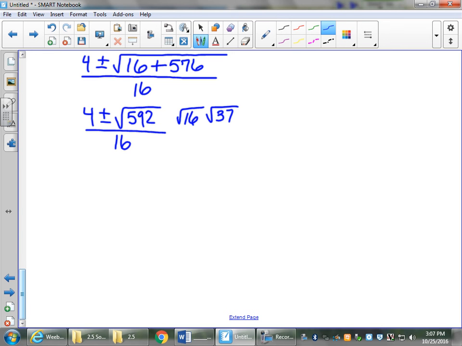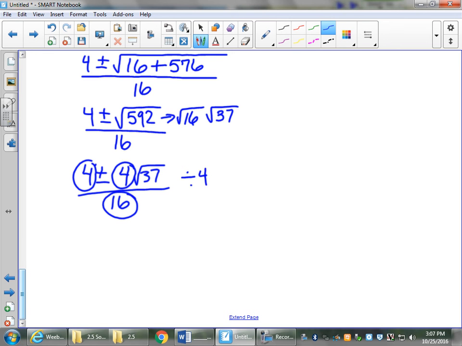If you divided everything by 2 first and factored out that GCF, then you wouldn't have had to work with these large numbers. So I still have 4 plus or minus. Square root of 16 becomes 4 radical 37 over 16. I'm going to look at all my terms to see if there's something in common. I can't add or subtract them because of the radical, but I can look for common factors, and I can divide these all by 4. So my final answer is going to be n equals 1 plus or minus 1 radical 37, you don't have to write the coefficient of 1, divided by 4.